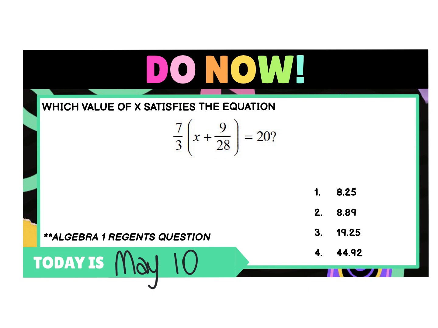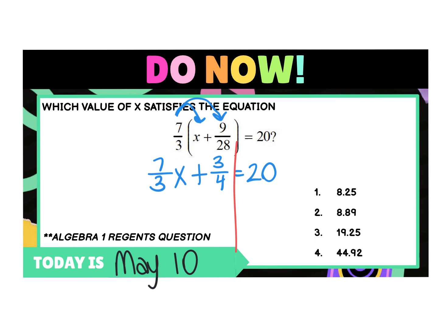And so we know we're going to distribute. So we're going to do 7 over 3 times x, which will give us 7 over 3x. And we also have to do 7 over 3 times 9 over 28. When reduced to simplest form, that should give us 3 over 4 equals 20. And then this is just a two-step equation with fractions.